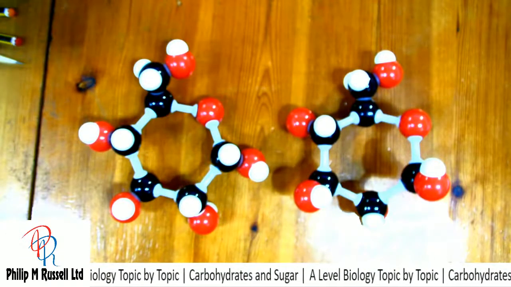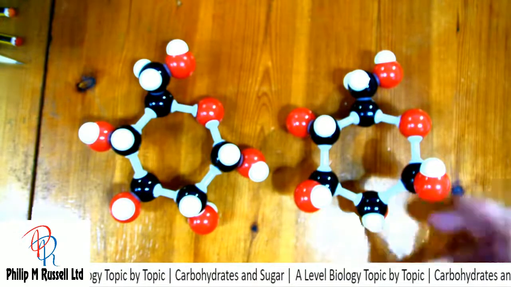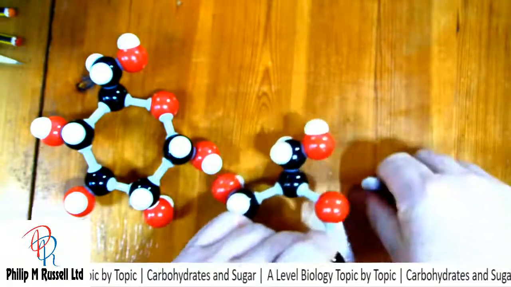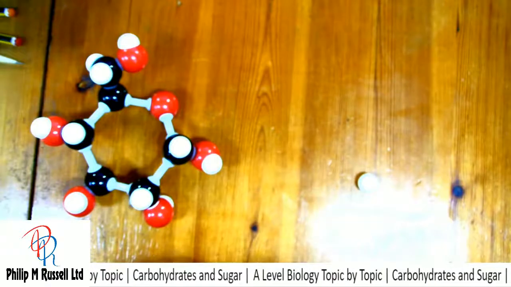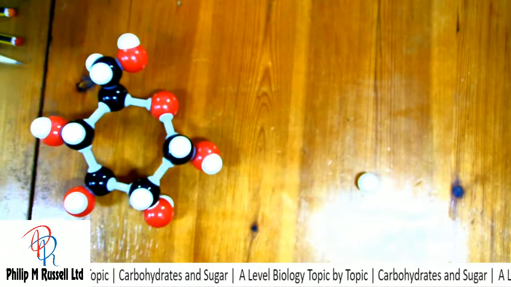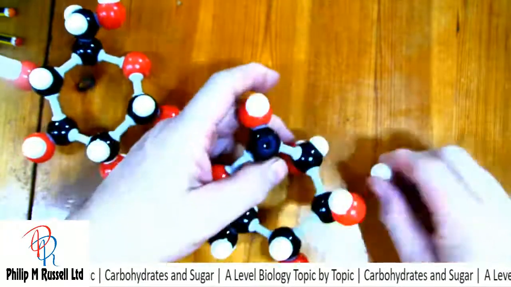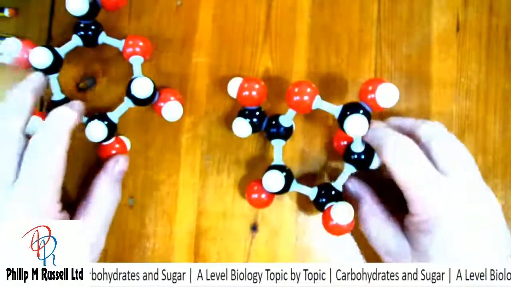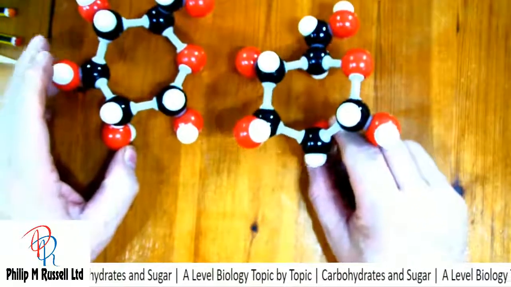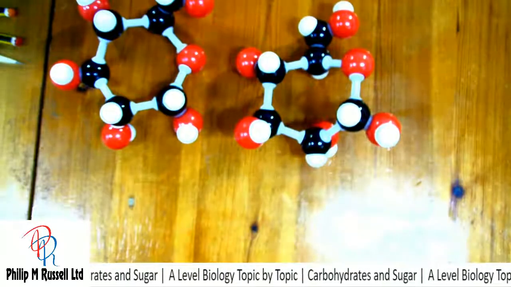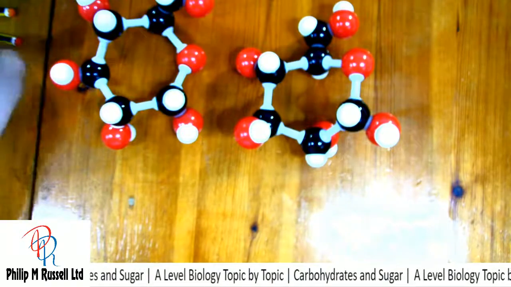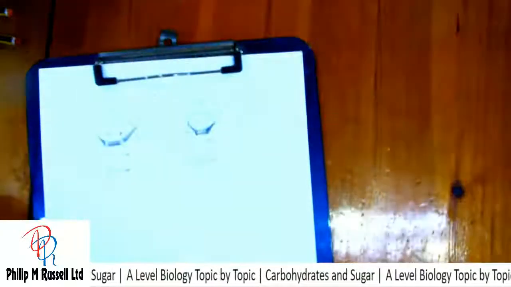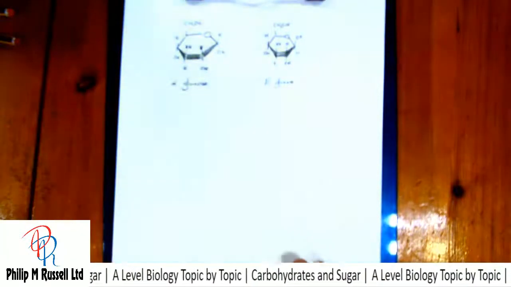So let's see what happens if I change both of these to alpha glucose. So I'm going to change my beta glucose. Slightly off camera there, where I just try and push the bond in. There we are. So I've got two alpha glucoses. Now, when we get alpha glucoses reacting together, we form what we call a glycosidic bond. Let's draw this first to see what happens.